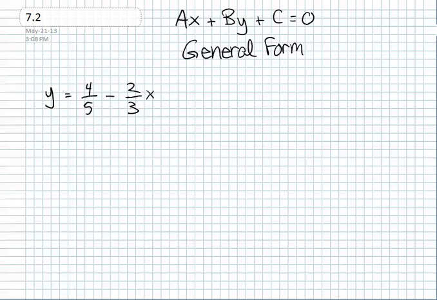Here's one here. That's really tough. Okay, so y is equal to negative, or sorry, 4/5 minus 2/3 x. The y-intercept is 4/5. The slope is negative 2 over 3. I want to convert it to general form.